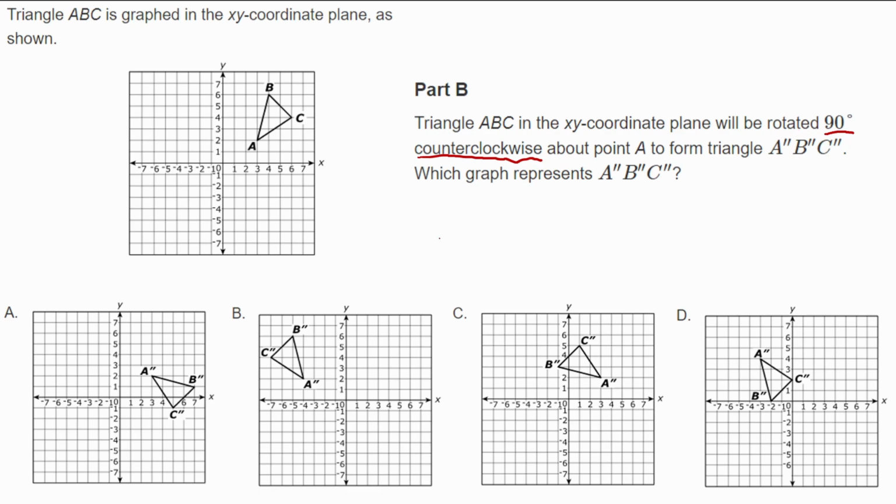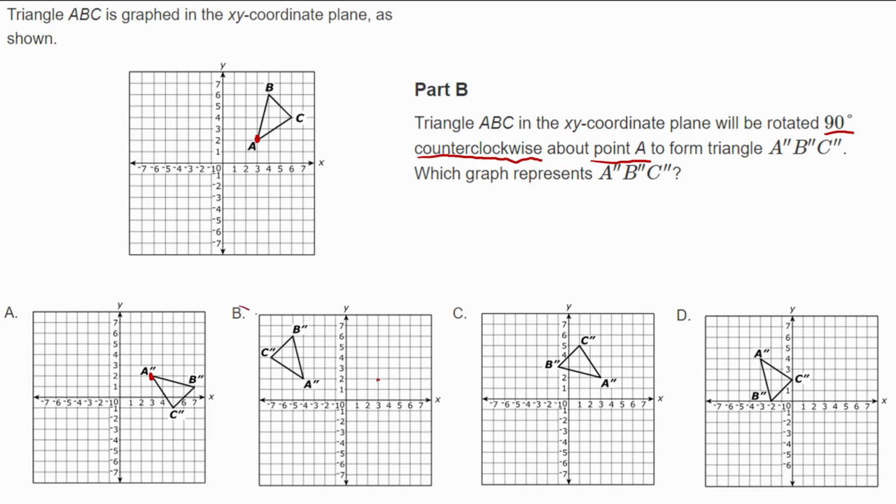Well, there's one thing that we need to know. What are we rotating around? We're rotating around point A. And when we know that, if I draw it up on my top grid, point A is at 3, 2. When you rotate around a point, that point should not move. So we need to find the graphs where A is at 3, 2. So if we go to our first graph, we go to 3, 2, there it is. That's A.